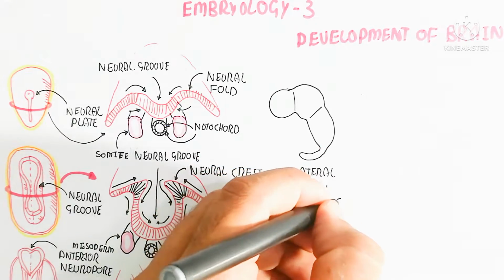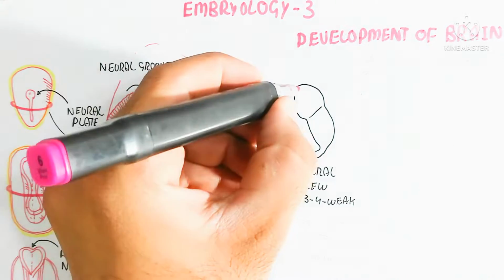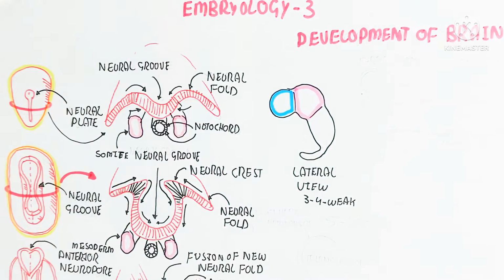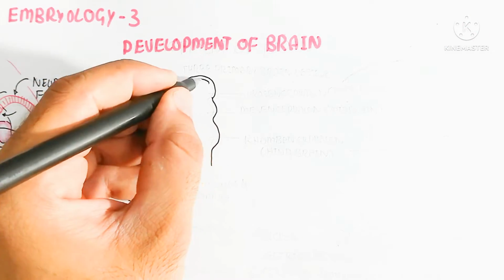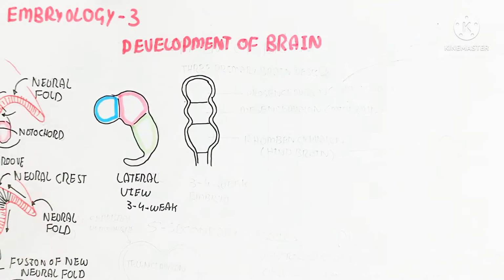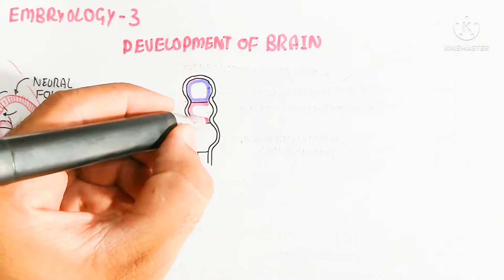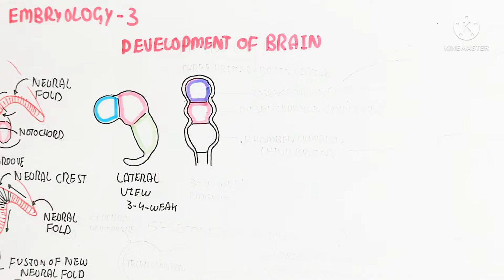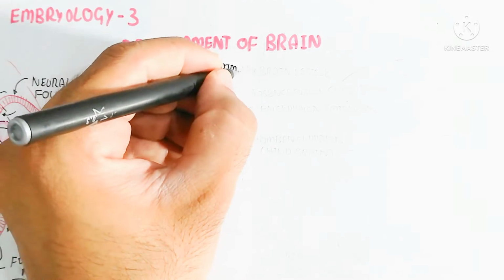So let's understand the development of the brain here. This is the lateral view of a 3 to 4 week embryo. The blue color shows the prosencephalon, the pink color shows the mesencephalon, and the rhombencephalon is shown in light green color in this figure. Let's understand the three primary brain vesicle formation. How is it possible? Three primary brain vesicles form.